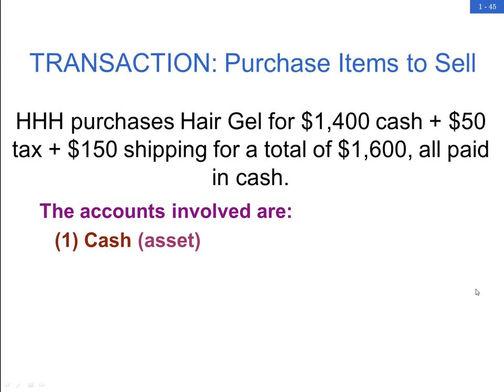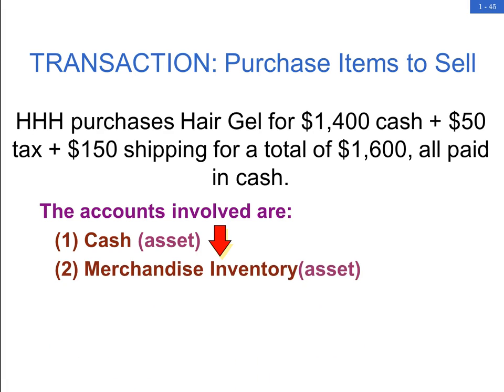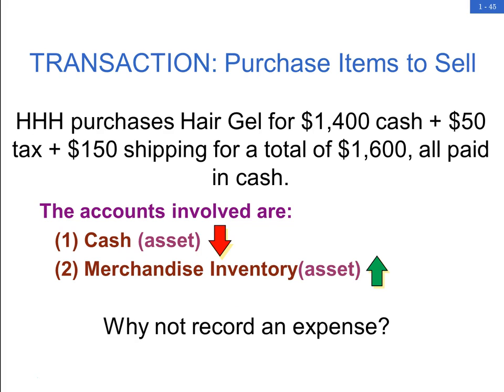The two accounts that are involved here, and it's only two, is cash is going down $1,600, right? And merchandise inventory, a new asset, is simultaneously increasing by $1,600. And why not record an expense at this point? Well, because remember, what we are getting in exchange for all of this, the $1,400, the $50 in tax, and the shipping, what we are getting is inventory. We are getting an asset that we are going to sell in the future.